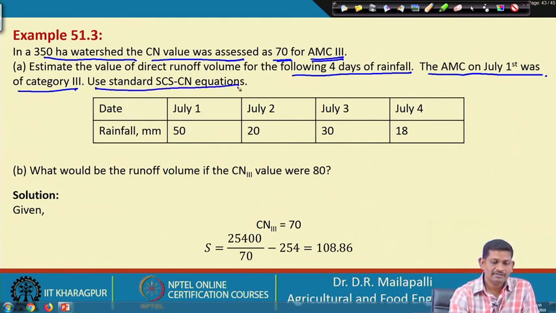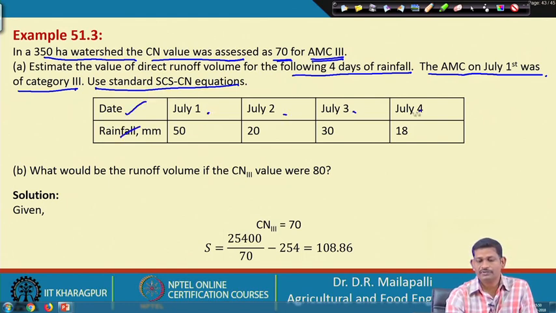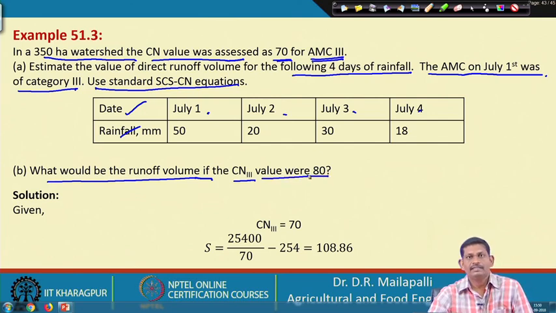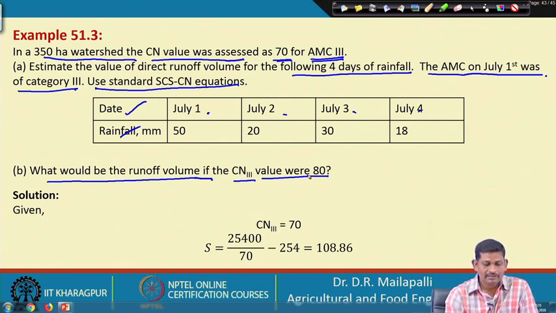The data given here is the date, July 1, 2, 3, 4, and the corresponding rainfall in mm. What would be the runoff volume if the CN for category 3 were 80? So here, for CN 70 what is the runoff volume, and for CN 80 what is the runoff volume, for the antecedent moisture content category 3.